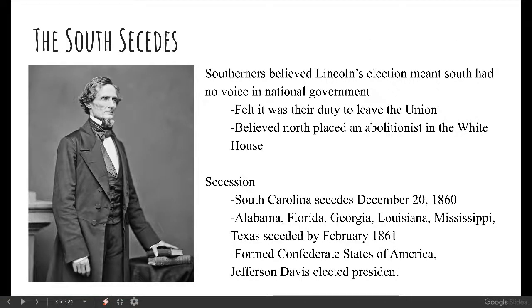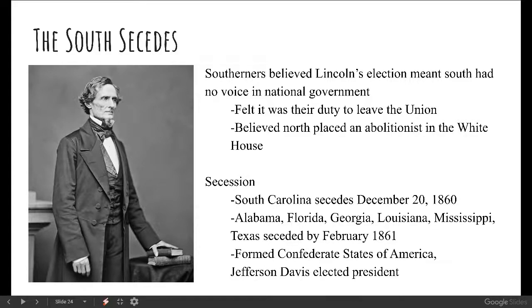So Southerners believed that Lincoln's election meant that the South had no voice in the national government. So they felt it was their duty to leave the Union. They believed the North had placed an abolitionist in the White House and that the federal government is now going to work against them, against their economy built on slavery, and against their way of life. And so they start talking about secession and actually carrying through with it. So South Carolina is going to be the first state to secede.